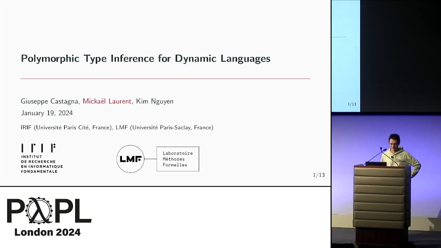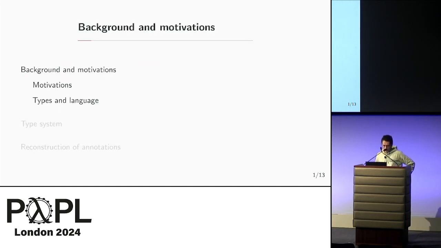It is on the subject of polymorphic type inference for dynamic languages. Thank you for the introduction. So this is a joint work with Giuseppe Castagna and Mickaël. So let's start with some motivation.